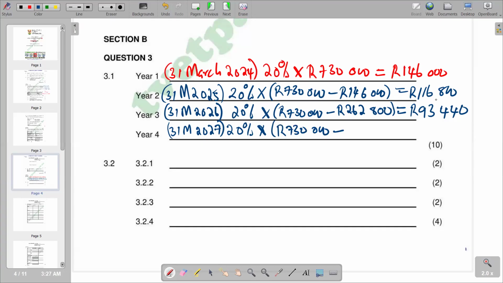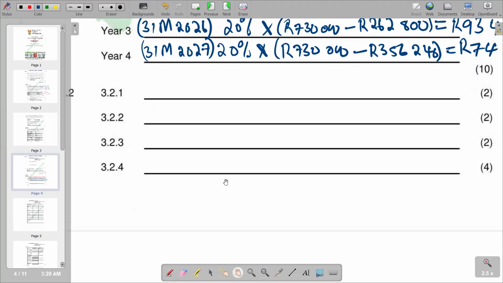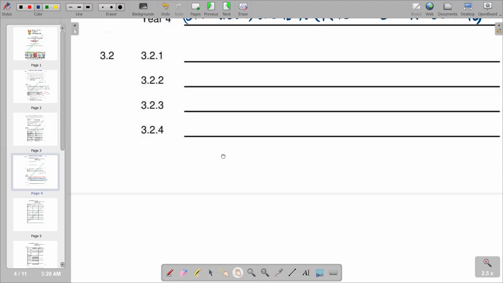And we are going to get it as 356,240. We calculate correctly, you're going to get your answer is 74,752. So basically, that's what we have in that part, which is now our depreciation for year four. So we can now move on to the next part of our question, which is now on 3.2.